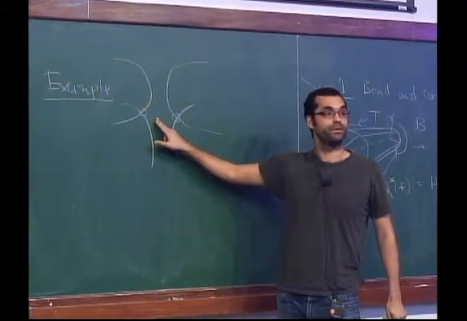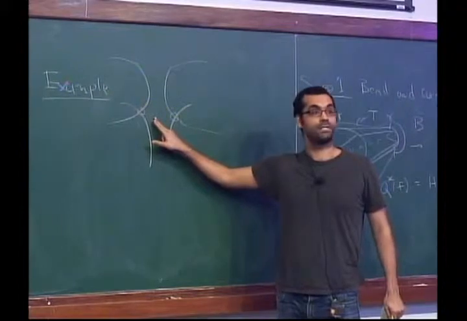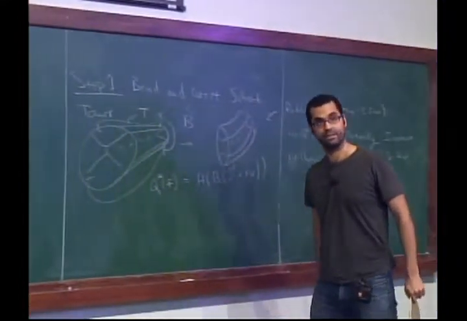Because if you look inside a tiny tubular neighborhood, you're going to get something that looks exactly like a Scherk surface, except that it has different boundary values from the original one. So this is sort of the minimum ingredients that you need to do any construction like this.